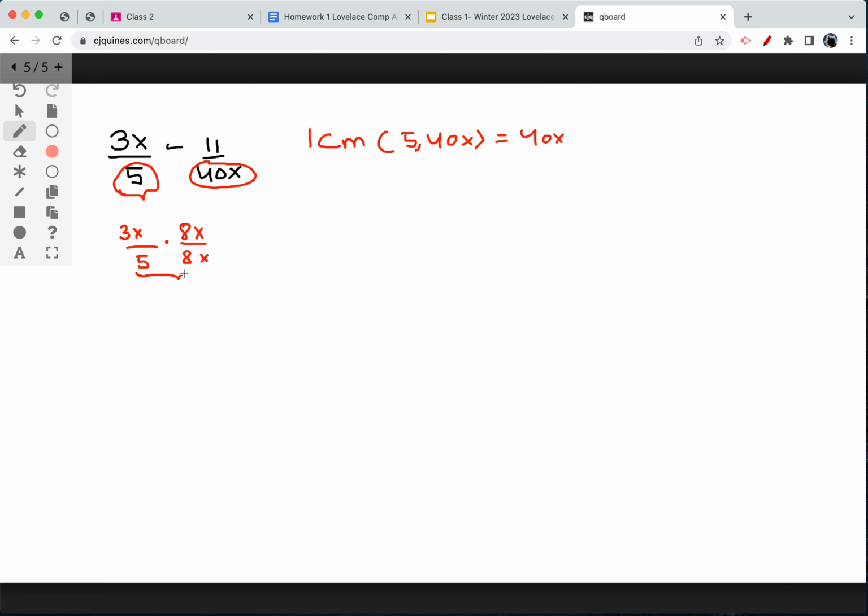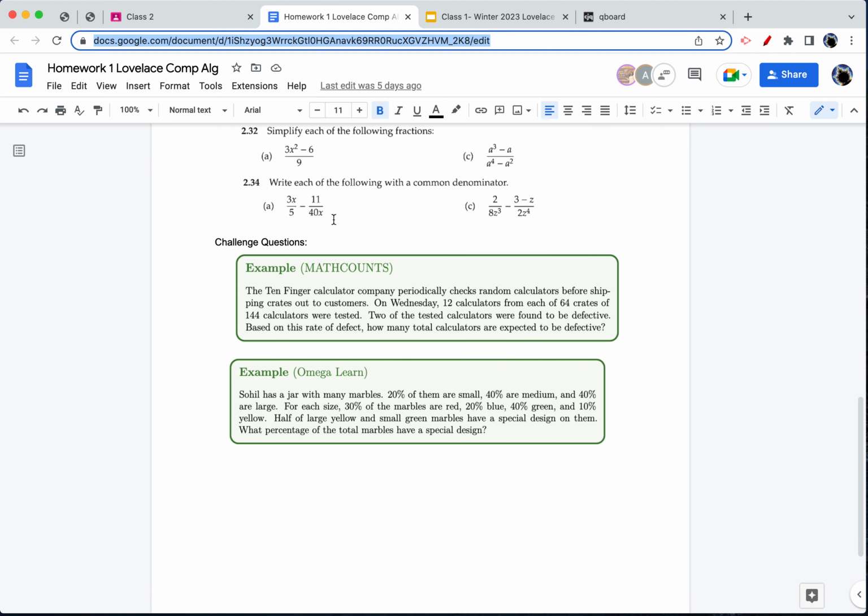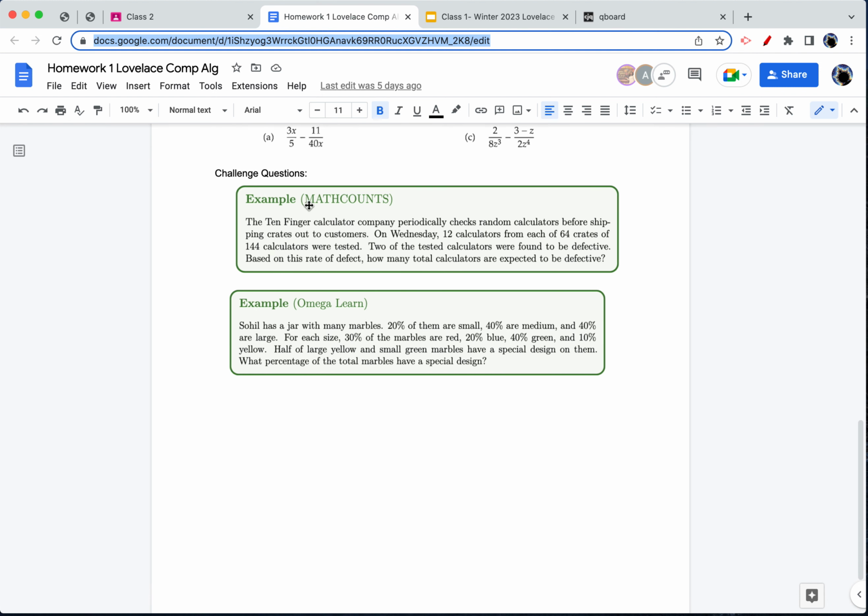So that this denominator here becomes 40x. And this is just (24x squared minus 11) over 40x. Which gives us the same answer from before, but it was a lot less calculation and a lot less time. So now, I think I'll skip to the challenge question, since I want to get to the new theory.